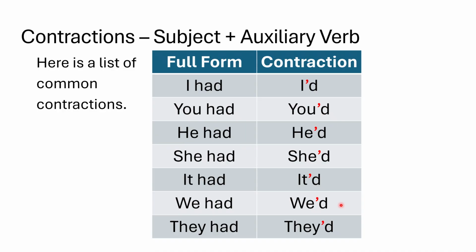Notice the apostrophe replaces the missing letters H and A. They had. They'd. Notice the apostrophe replaces the missing letters H and A.